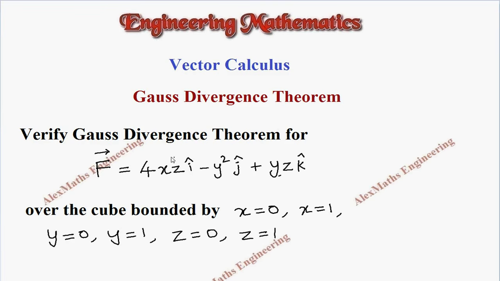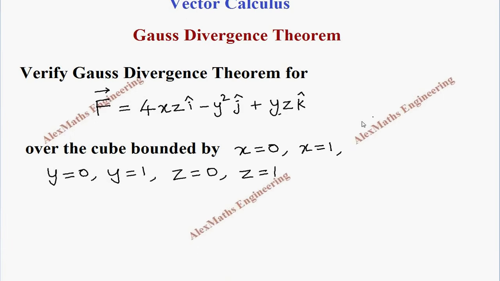In this video, we are going to verify Gauss divergence theorem for the given f vector over the cube bounded by x equal to 0, x equal to 1, y equal to 0, y equal to 1, z equal to 0, z equal to 1.